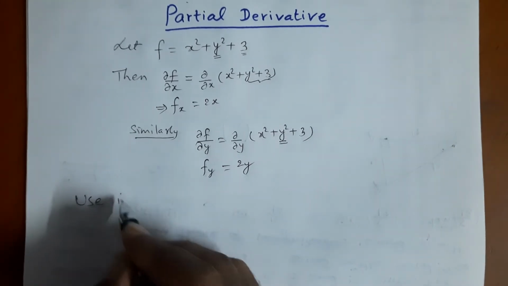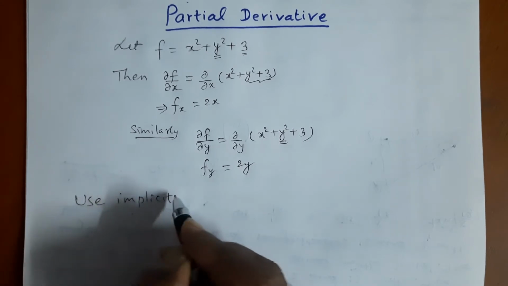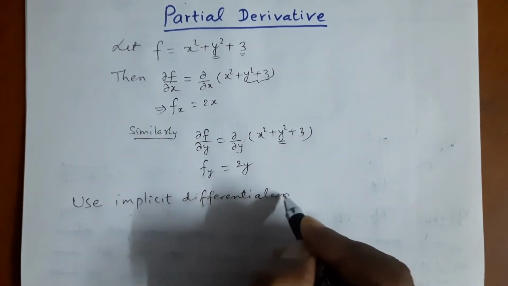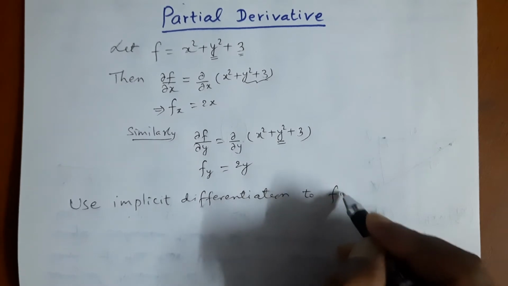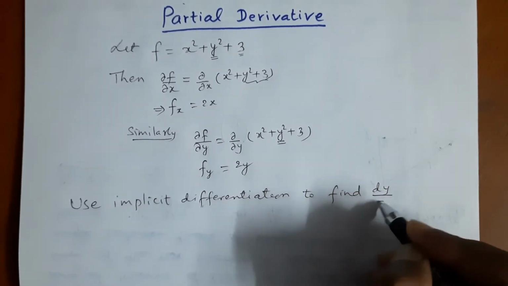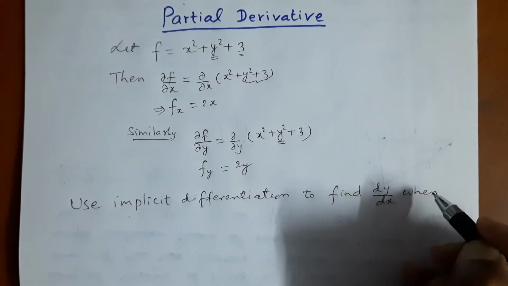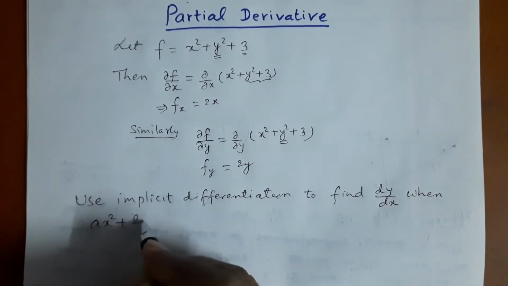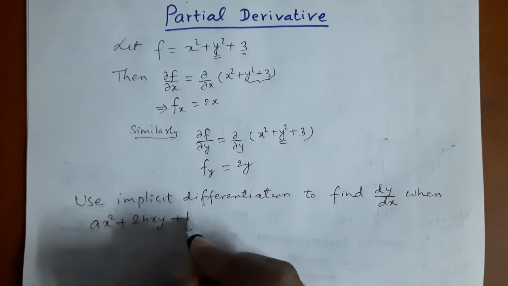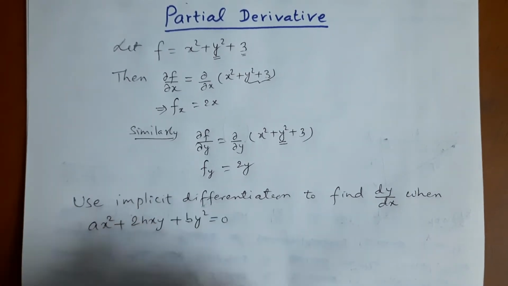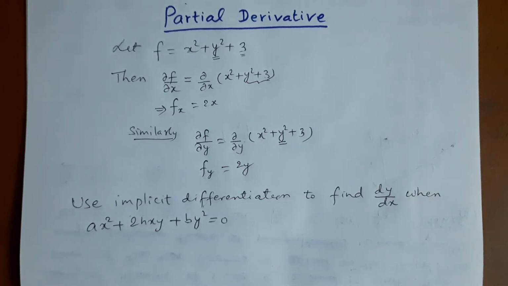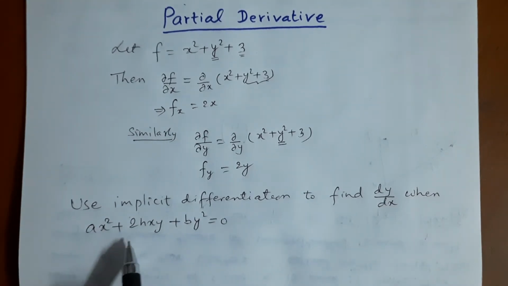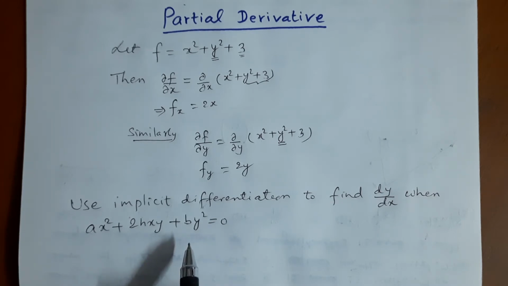Use implicit differentiation to find dy over dx when ax square plus 2hxy plus by square equals 0. Okay, we have to use implicit differentiation to find dy by dx when ax square plus 2hxy plus by square equals 0 is given.